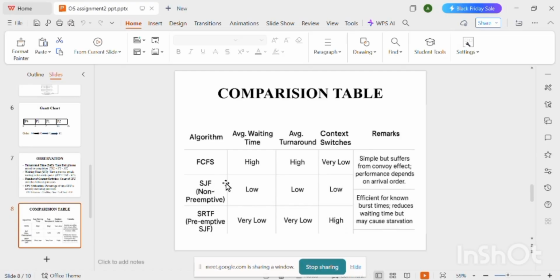Shortest job first is also called non-preemptive. It has low waiting time and low turnaround time, with few context switches. It is efficient when the burst times are known but may cause starvation. SRTF is also called preemptive SJF. It has very low waiting time and turnaround time, but high context switches, giving the best performance but higher overhead and a starvation risk.